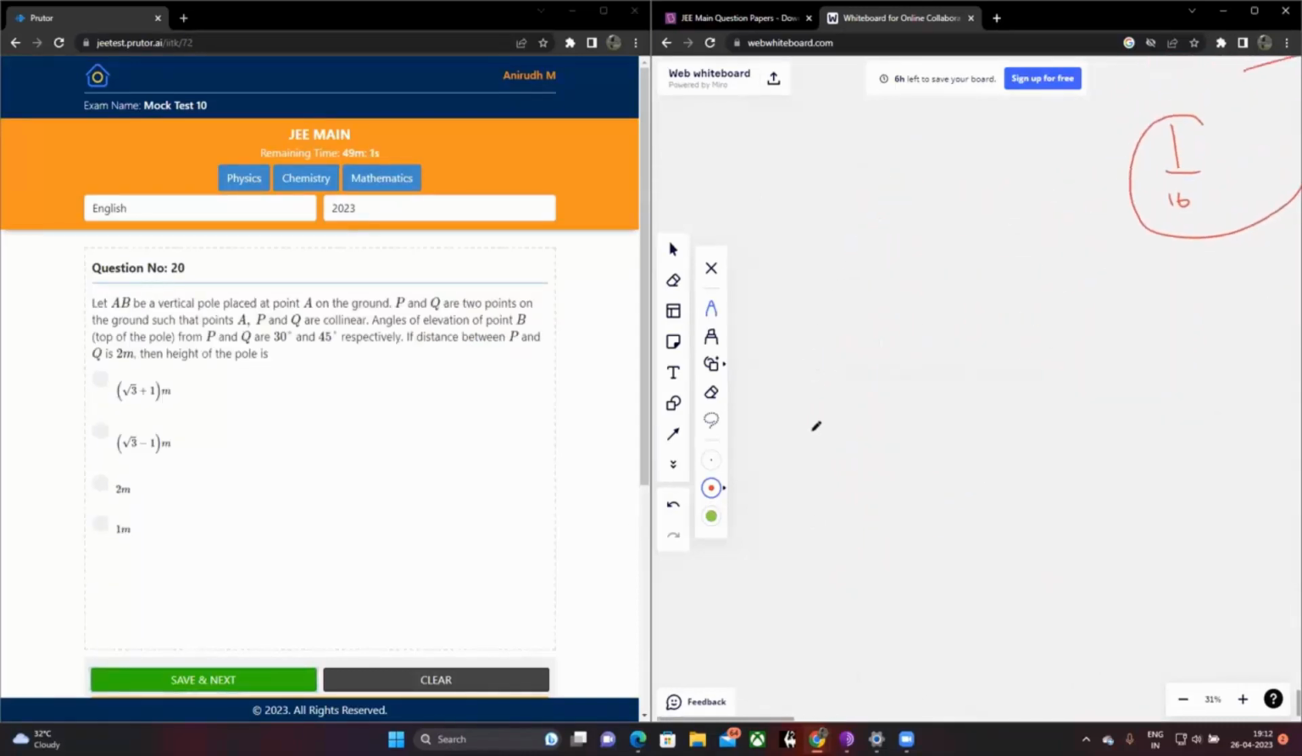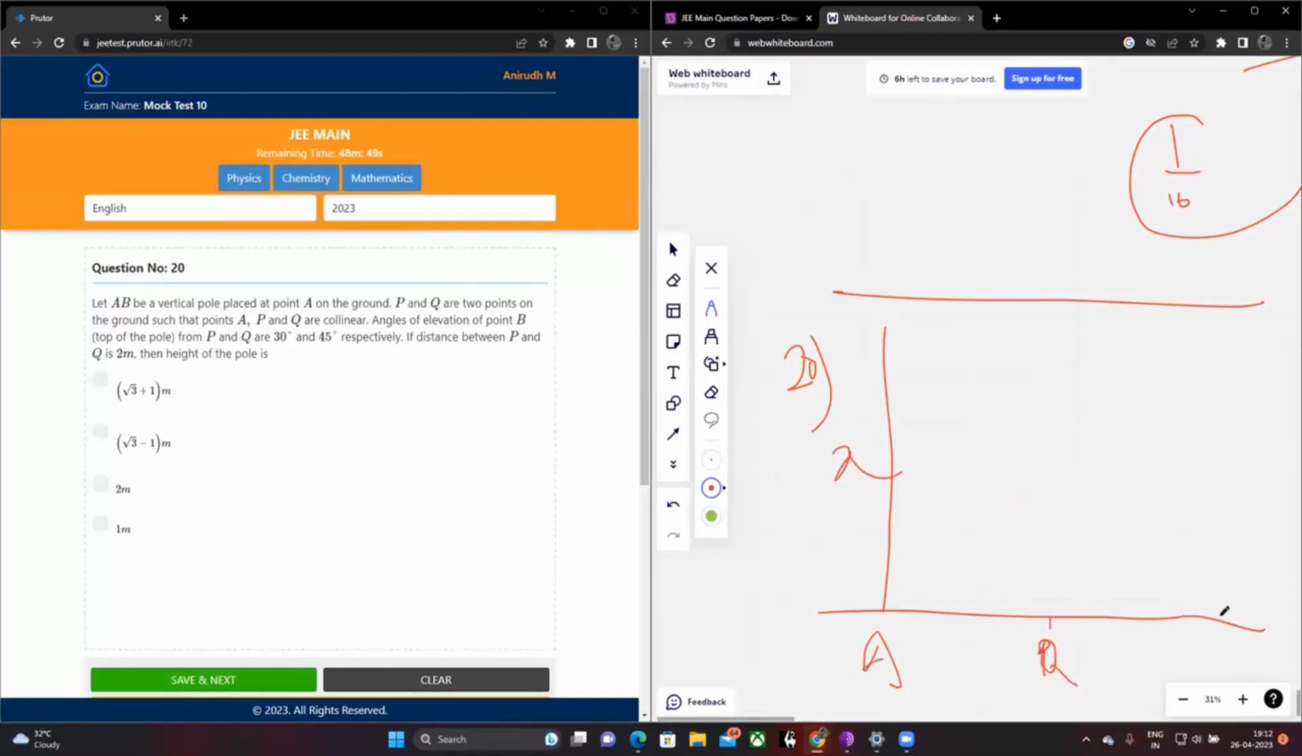Question 20 is simple, right? There is a vertical pole of height 5x, placed at point A on the ground. P and Q are two points such that A, P, Q are collinear, on the same line, even though the line is just distorted. Angles of elevation of point B from P and Q are 30 degrees from P and 45 degrees from Q.